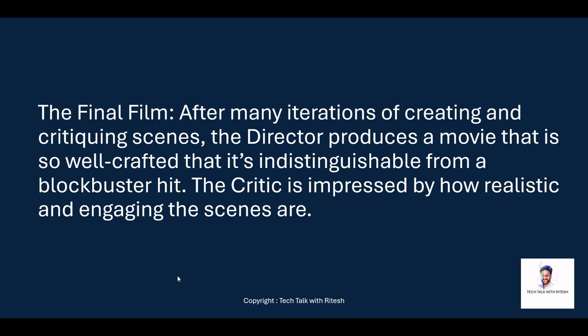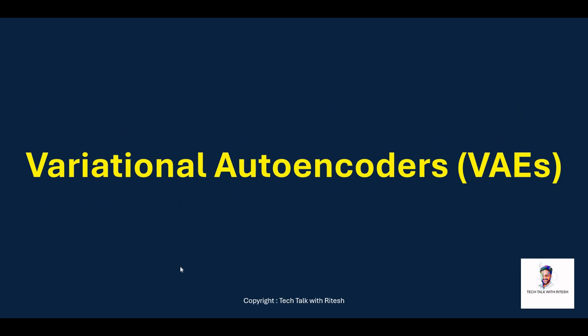And the final film: after many iterations of creating and cutting scenes, the director produces a movie that is so well crafted that it is indistinguishable from a blockbuster hit. The critic is impressed by how realistic and engaging the scenes are. So one model is complete, the GAN is complete.